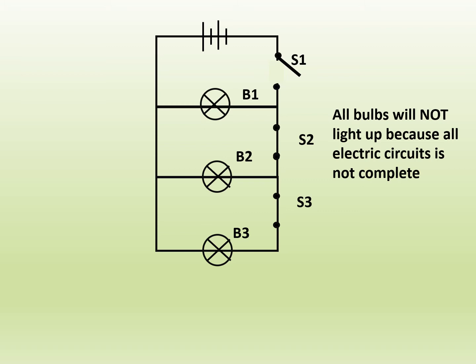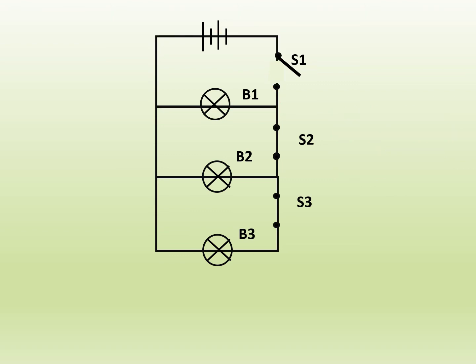All paths of electric current stop here at switch 1, including this first path of electric current here. And the second path of electric current also stops at switch 1. And the same for the third path, it also stops here at switch 1. So that's why all bulbs will not light up if we open switch 1 in this circuit.